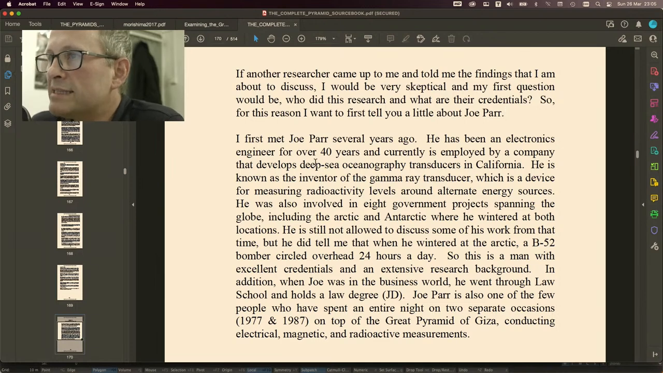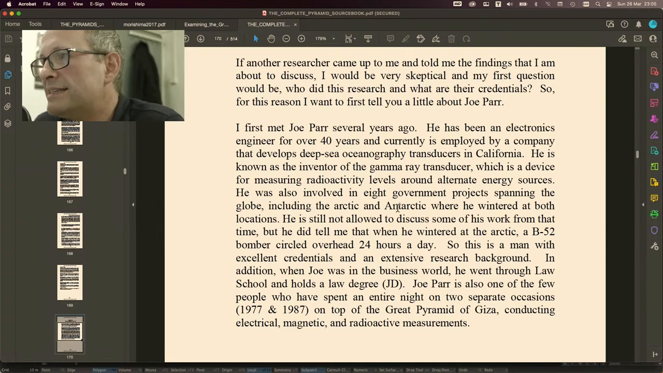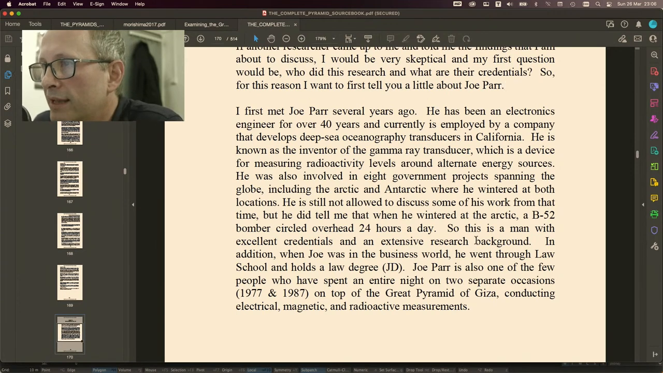He is known as the inventor of the gamma ray transducer, which is a device for measuring radioactivity levels around alternate energy sources. He was also involved in 8 government projects spanning the globe, including the Arctic and Antarctic, where he wintered at both locations. He is still not allowed to discuss some of his work from that time, but he did tell me that when he wintered at the Arctic, a B-52 bomber circled overhead 24 hours a day. So this is a man with excellent credentials and an extensive research background.